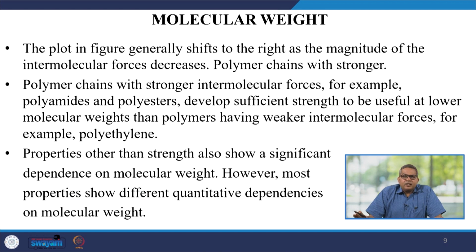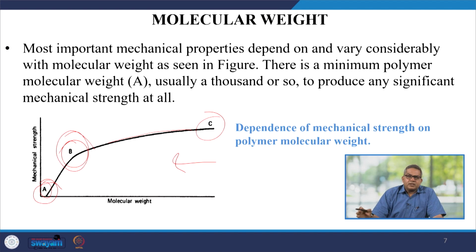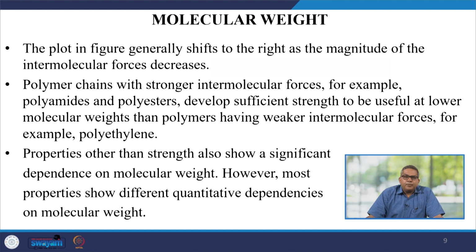Now the figure which we discussed in this slide generally shifts to the right as the magnitude of the intermolecular forces decreases. Polymer chains with stronger intermolecular forces, like polyamides and polyesters, develop sufficient strength to be useful at a lower molecular weight than polymers having weaker intermolecular forces, like polyethylene. Properties other than strength also show a significant dependence on molecular weight.